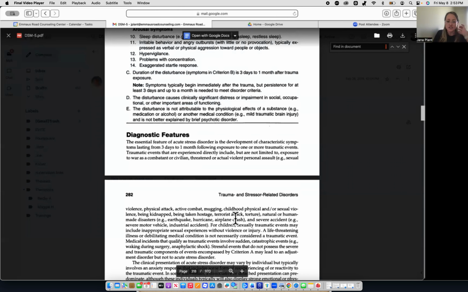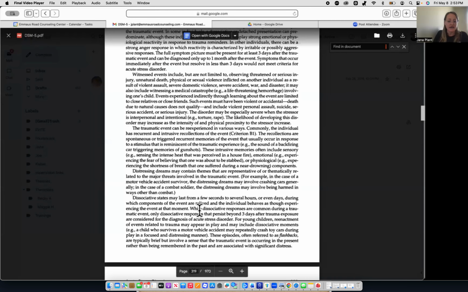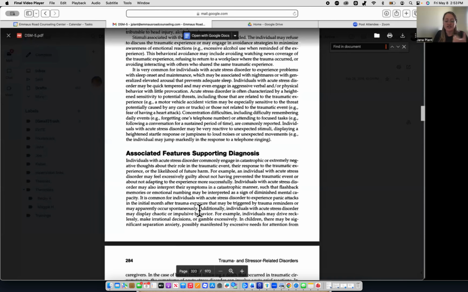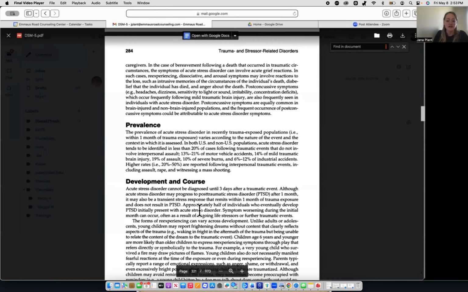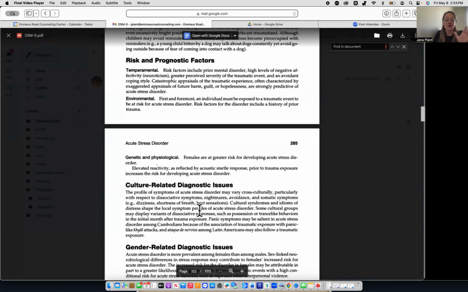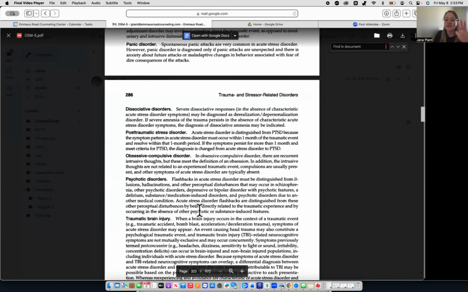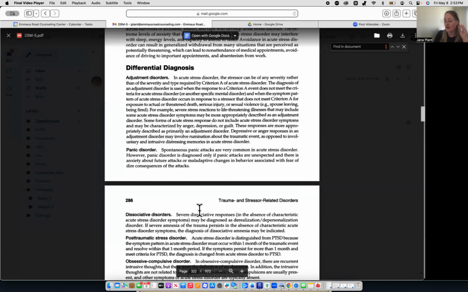One thing to pay attention to when you're reading the DSM: use this resource when you create your presentations and do your group projects. You'll get a lot of information about the diagnosis in these sections. You will see clinical presentations, associated features, differential diagnosis, prevalence, the development and course, prognostic factors, and the cultural competence piece. So use this when you do your group project.